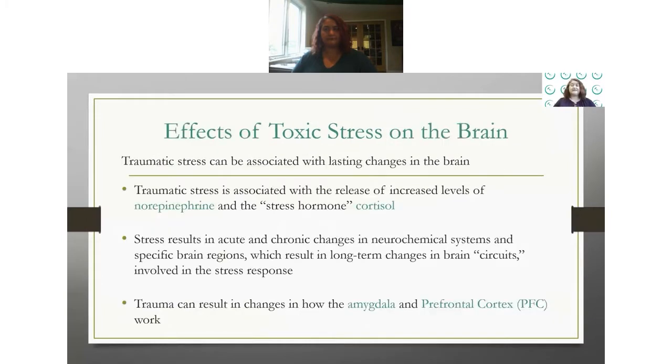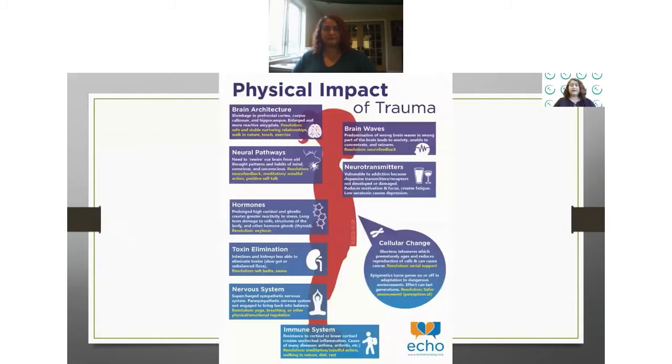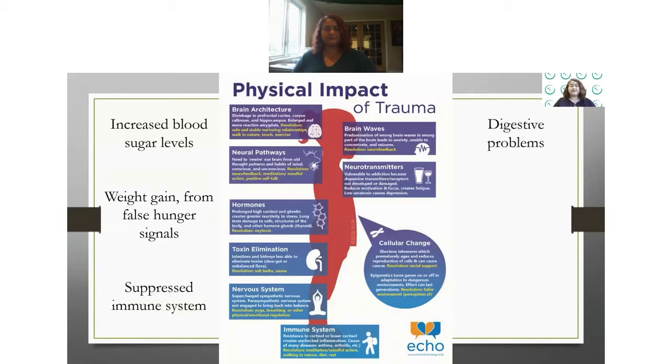Toxic stress activates your fight, flight, or freeze response. When this happens repeatedly over time, changes occur in your brain that result in an exaggerated stress response to situations that can lead to hyperarousal, hypervigilance, increased wakefulness, and sleep disruption. In addition to changes within the brain, experiencing toxic stress can result in other physical changes to one's body. This image shows just some of these physical impacts.